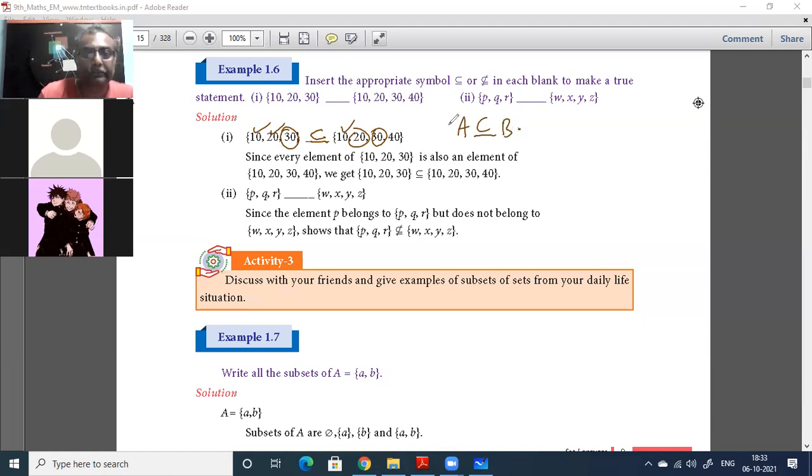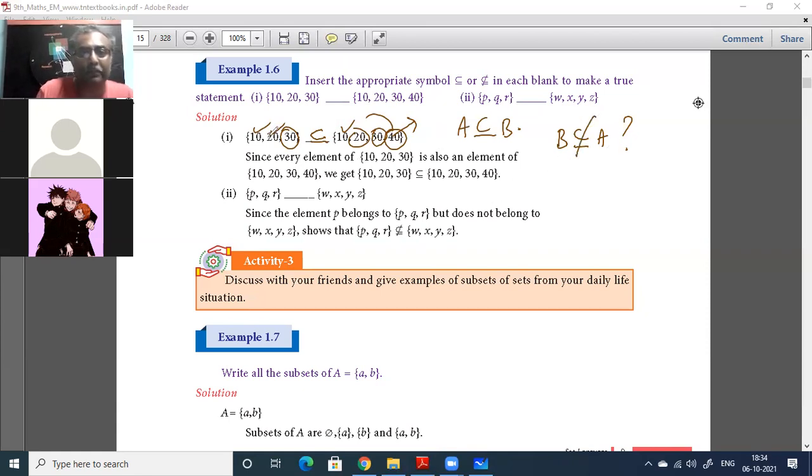But 40 is not there, uncle. How? 40 is in B. I did not ask the question, is B a subset of A? See, they are not asking if B is a subset of A. If they ask the question, is B a subset of A, then you take every element in B, is it in A? 40 is not in A. So B is not a subset of A.